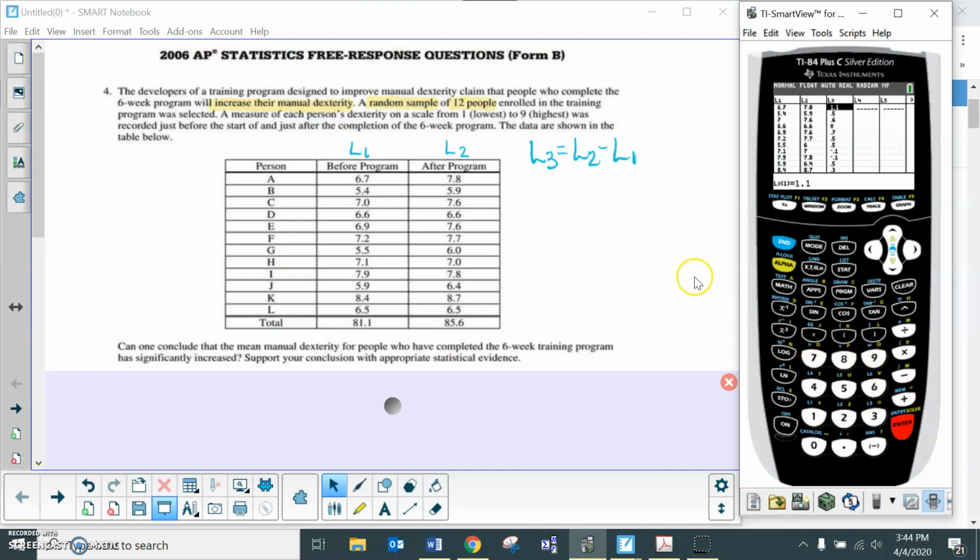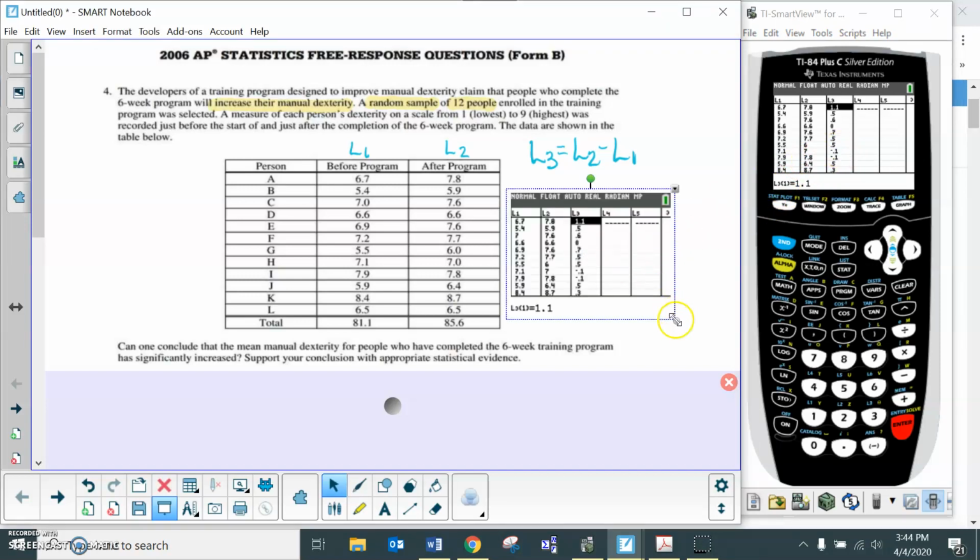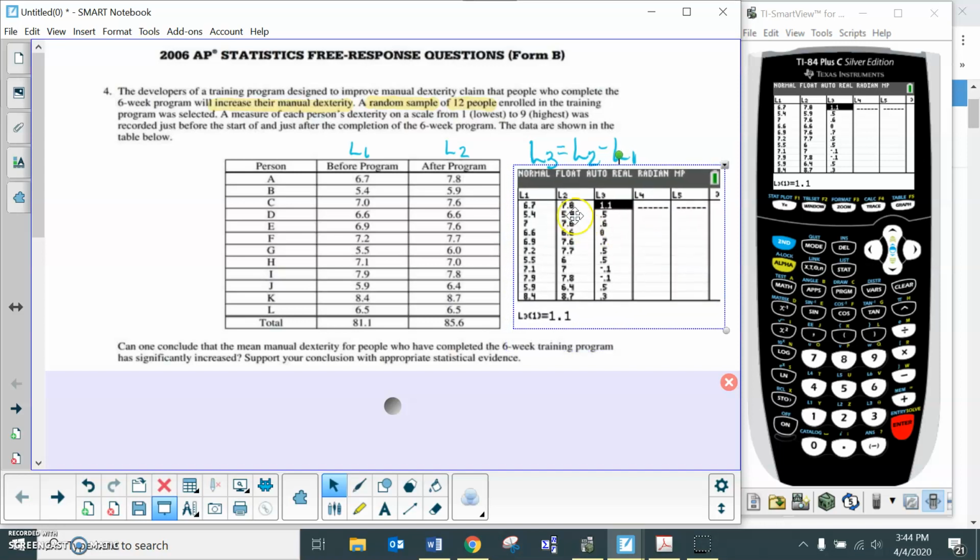Now that list will populate with the differences. So I have all the differences there, and it's that list that I am going to play with. I don't really care about list 1 and list 2 anymore. All I really care about is list 3. Now, that brings up an important point. When you put the scores in for L1 and the scores in for L2, we have to be careful to keep them in the matching order. Otherwise, when they subtract, you're going to be subtracting, say, person A minus person B or something, and you don't want that.